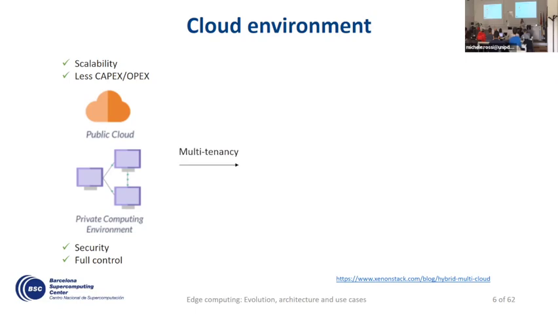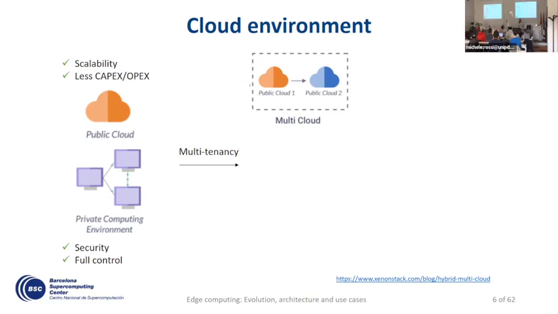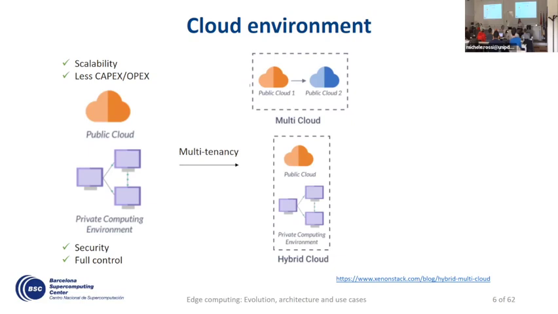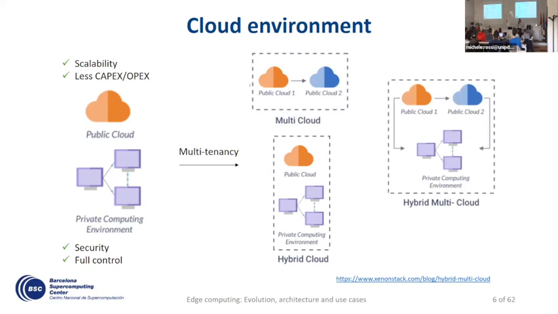But then you can also have multi-tenancy because for your specific solution, you may want to use multiple cloud providers. So you may use more than one public cloud provider. Or you may have a hybrid cloud where you use public cloud and private cloud. And then you can have a combination of everything. So these are the different types of cloud computing services that you could use.